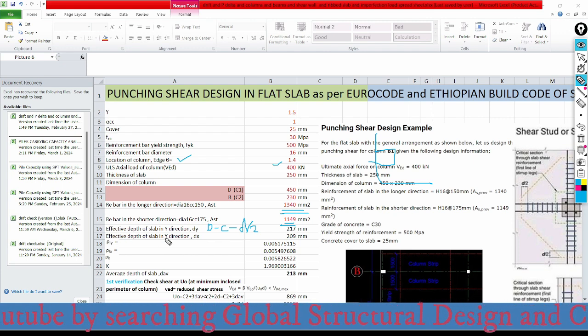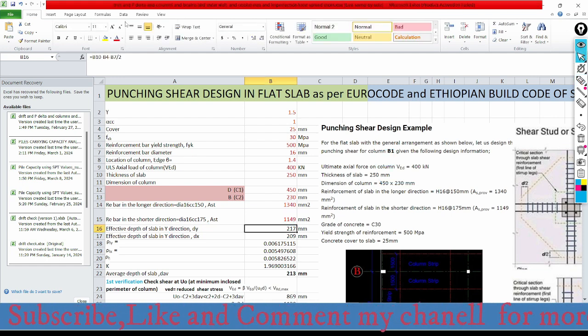So the effective depth of, this is x. So the effective depth of a slab in x direction is nothing but d minus cover minus d. So it provides around 2009. Just here we can click this one.